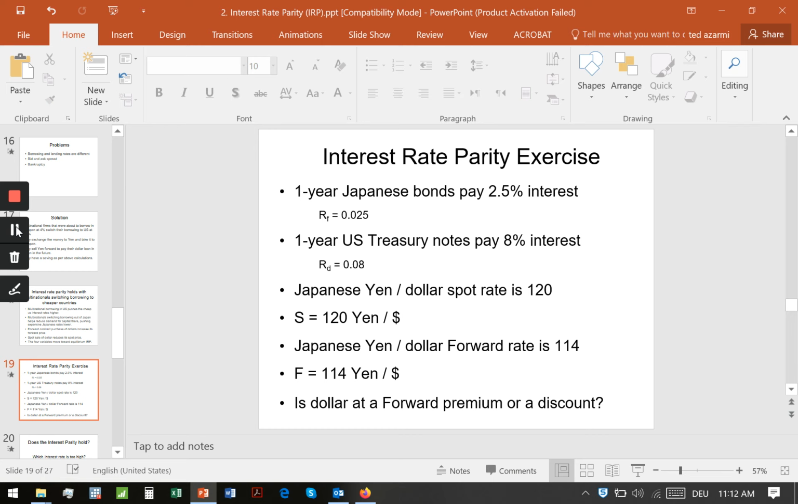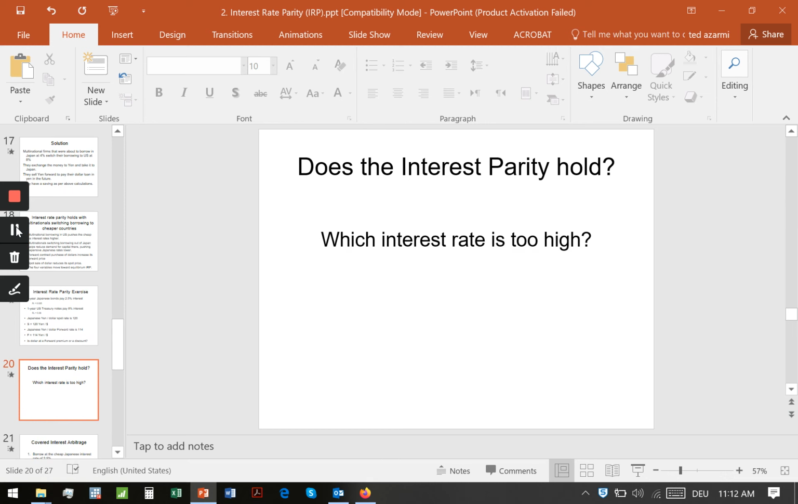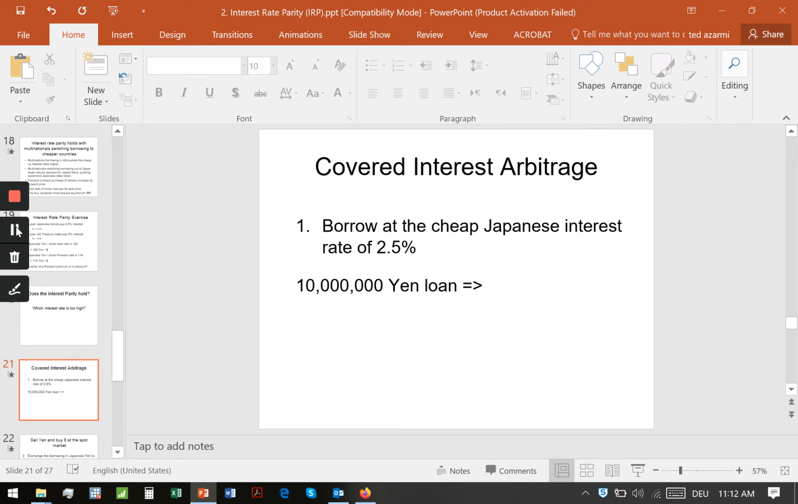One year Japanese bonds pay 2.5% interest. One year US Treasury notes pay 8% interest. Japanese yen dollar spot rate is 120. Japanese yen dollar forward rate is 114. The first question is, is the dollar at a forward premium or discount? The next question is, does the interest rate parity hold? Please answer that question by writing the equation. Then figure out which interest rate is too high.